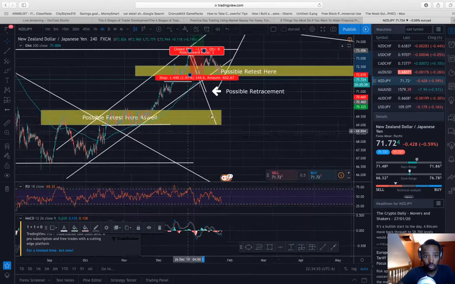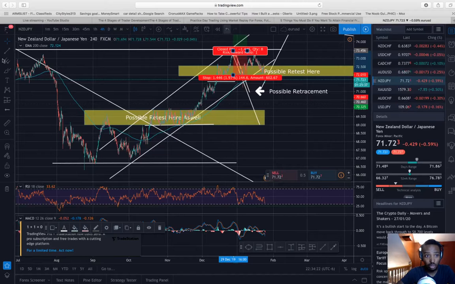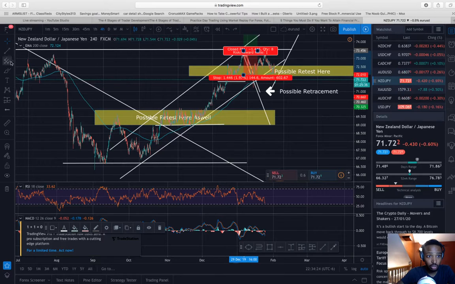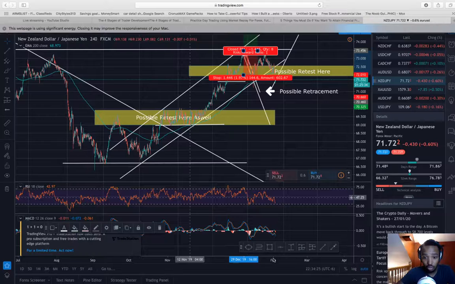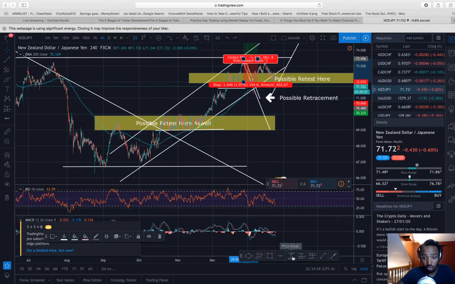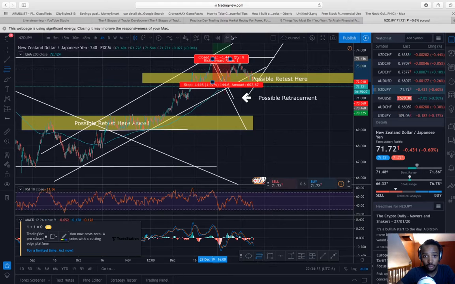Let's see if I can. That's definitely not my Fibonacci retracement. Alright, guys, let's not even do too much. I wanted to show you guys actually, but I start bringing up all types of other stuff.